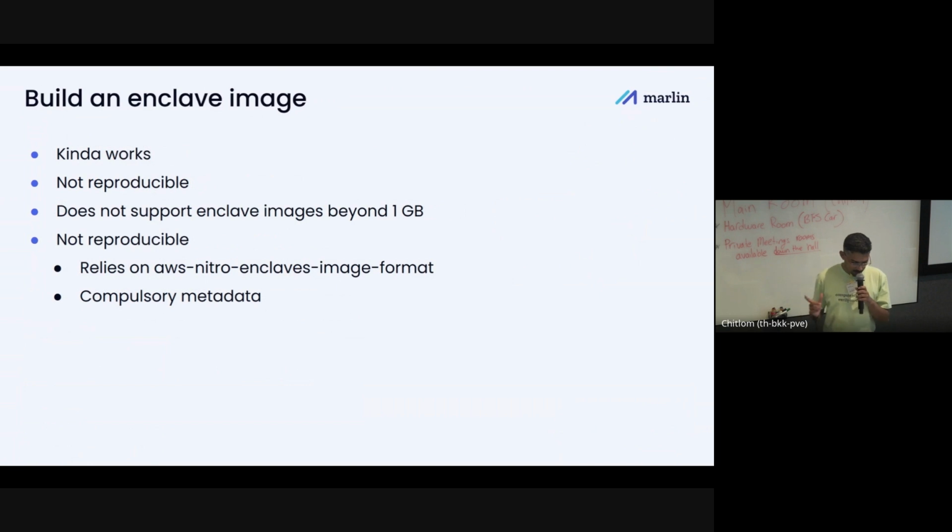The problem is that it relies on a repository called AWS Nitro Enclaves image format. This includes a lot of metadata about your system, and there's no way to turn it off. It's a compulsory part of every enclave image.